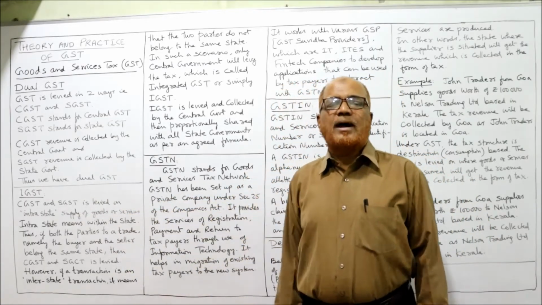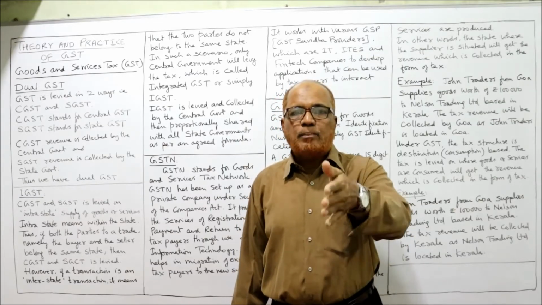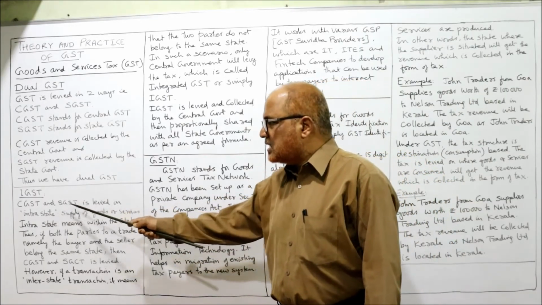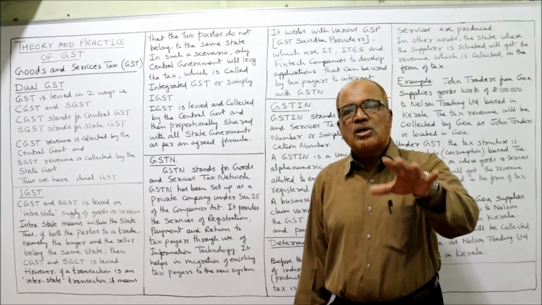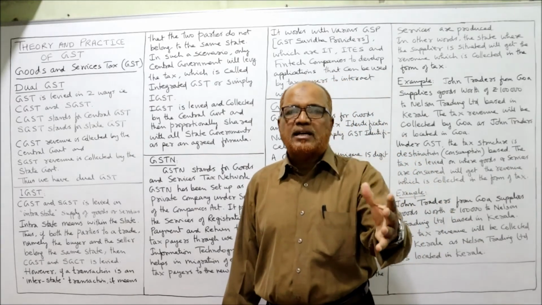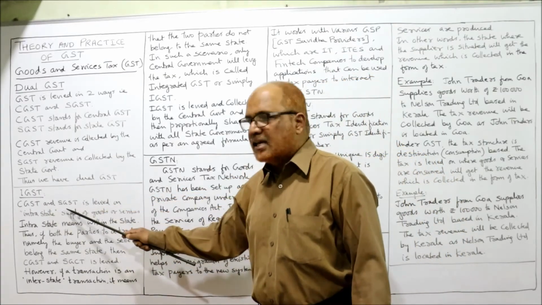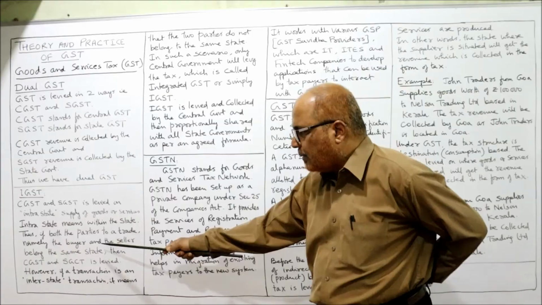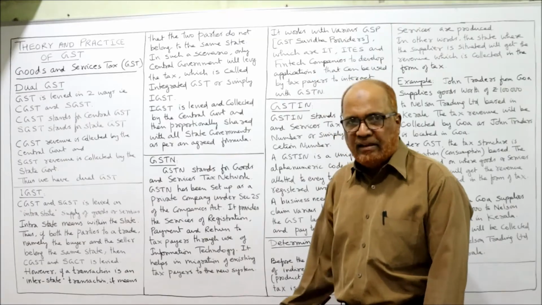This IGST will be applied when the two parties are not in the same state. One party is staying in one state, the other party is staying in another state. So CGST and SGST are levied intrastate. The meaning of intrastate is within the same state. If both the parties belong to the same state, it is called intrastate. The transaction is intrastate. In that case, CGST and SGST will apply. Thus, if both the parties to a trade, namely buyer and seller, belong to the same state, then CGST and SGST will be levied.